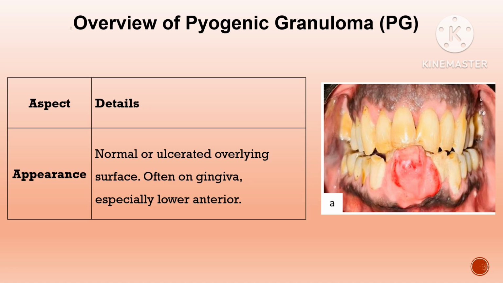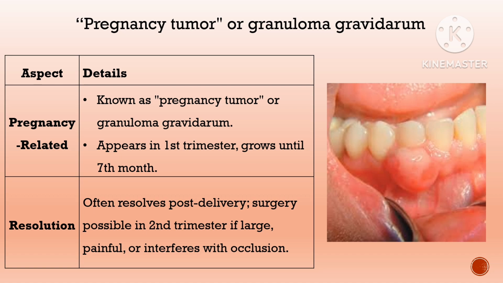Often it measures a few millimeters to 2 centimeters in size. Its surface texture is smooth, or it may ulcerate, which may bleed very easily. It shows a rapid growth, often following a minor trauma or irritation. Pyogenic granuloma, which is specifically associated with pregnancy due to the hormonal changes, is the pregnancy tumor.